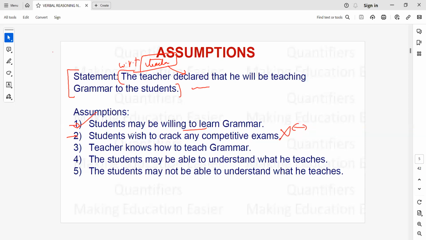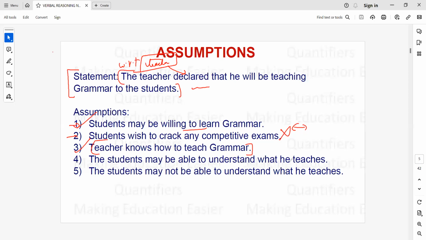It is irrelevant. Now, teacher knows how to teach grammar. This is actually a valid assumption. So, when the teacher is saying that I will be teaching grammar to the students, what is the teacher assuming? That I know grammar, okay? And secondly, I know how to teach, okay? Otherwise, why would he say that he will be teaching grammar in case he does not know how to teach, or in case he does not know grammar, okay?